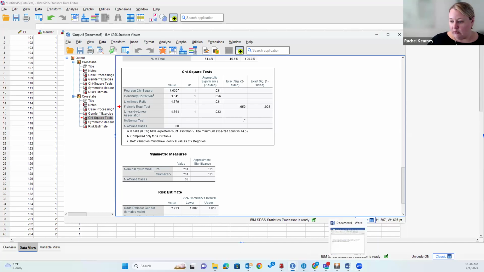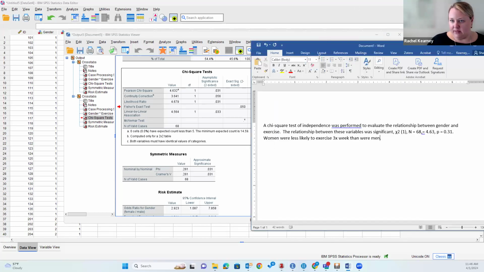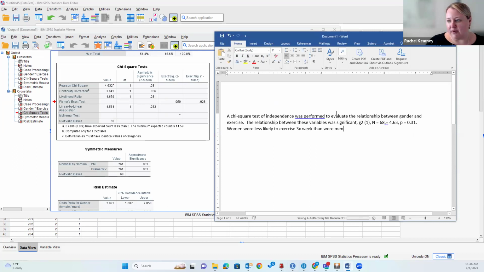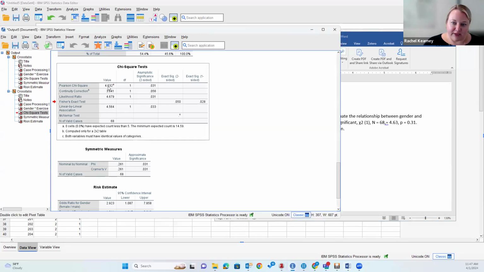So when you would go to write this up, it would look something like this. A chi-square test of independence was performed to evaluate the relationship between gender and exercise. The relationship between these variables was significant. And so chi-square, so it's x squared, and this is the degrees of freedom, which you can see in our chart is right there at 1. The n is 68. So this number equals 4.632.